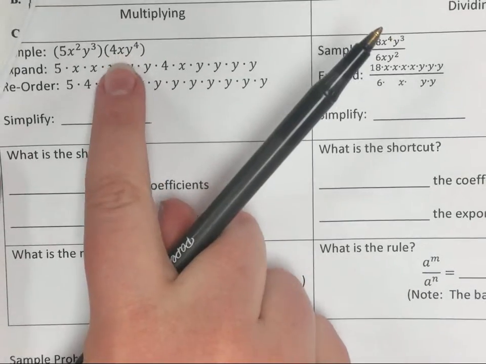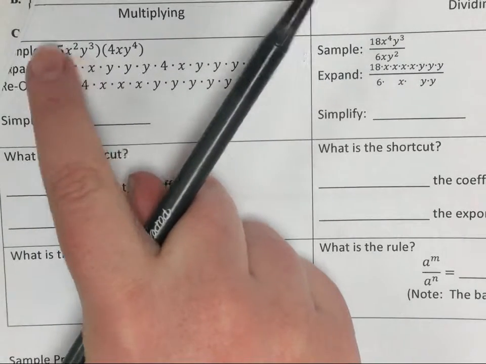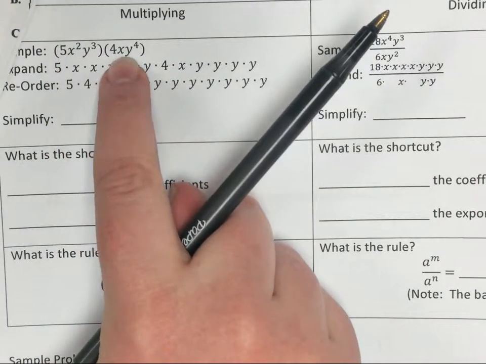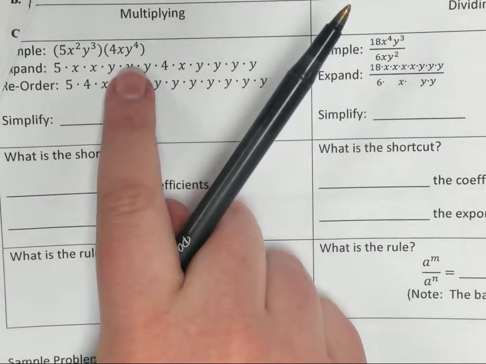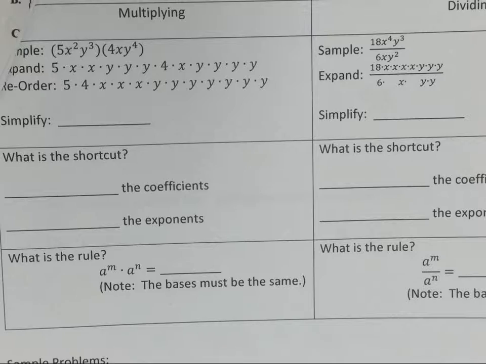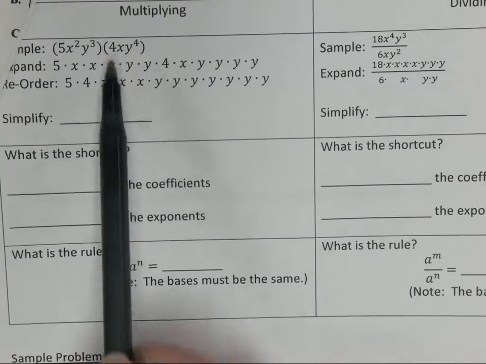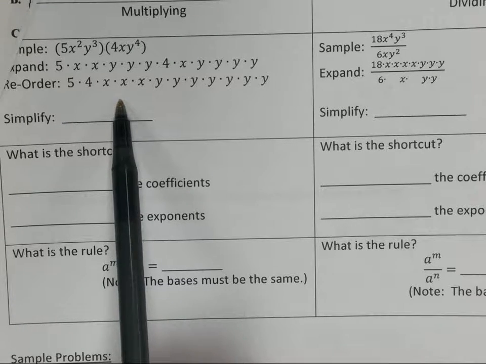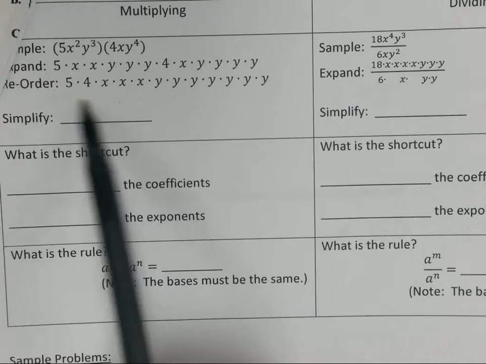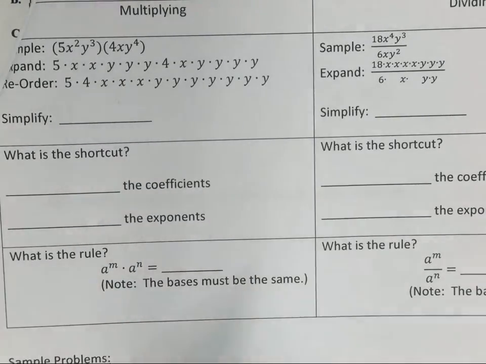Okay. So first part is our example. So we have 5x squared y to the third all times 4xy to the 4th. And so the whole point of this was for you guys to figure out what the rule was. Because if you're like me, you don't want to have to do these steps every single time. If you know the rule, you can just apply the rule. Otherwise, you would need to write it out, reorder, and then calculate.